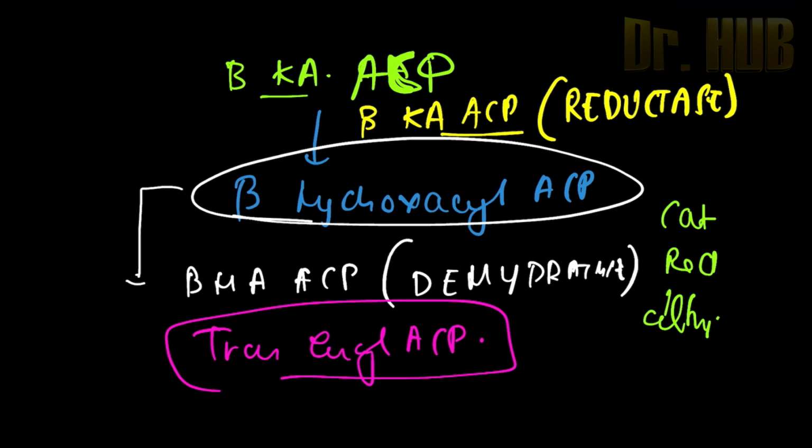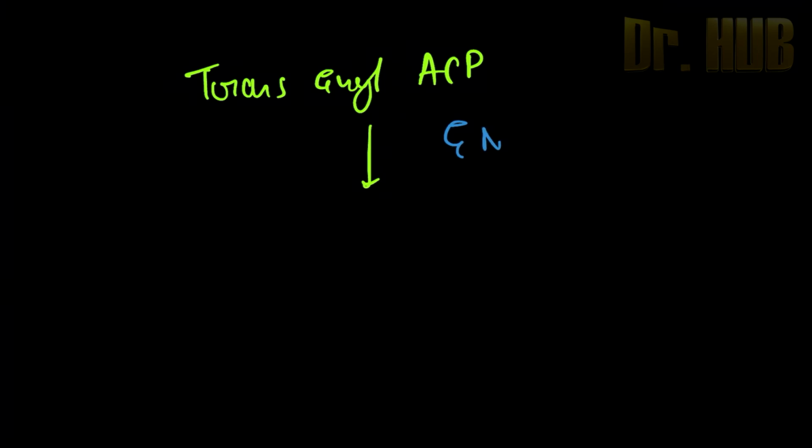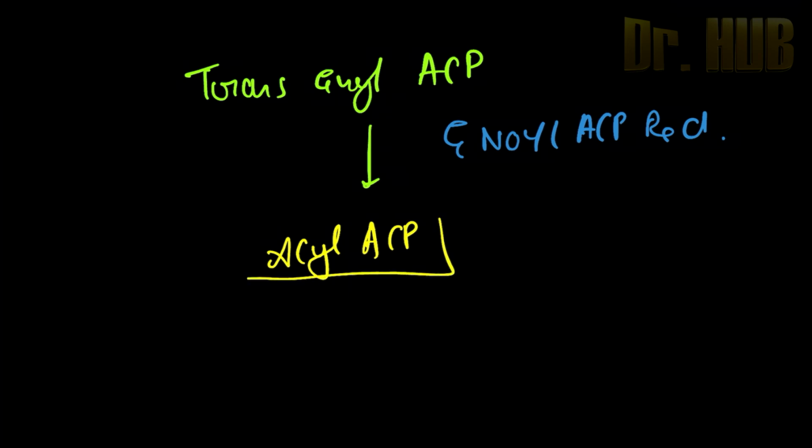So what happens after the trans-enoyl ACP? After the formation of the trans-enoyl ACP, the enzyme acting here will be a reductase, the enoyl ACP reductase. The enoyl ACP reductase will lead to the formation of the acyl ACP.